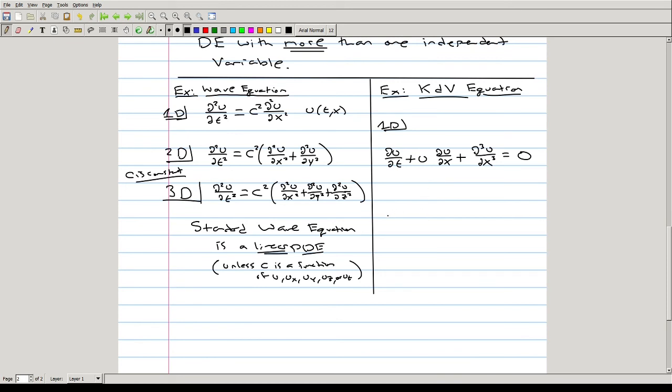The KdV equation is a very, very standard example of a nonlinear partial differential equation. And this is a great practice to get into and to understand. But specifically, the nonlinearity is this term right here, because you have a quadratic term where you have the solution multiplied by the partial derivative of the solution. So this is the nonlinearity in the KdV equation.